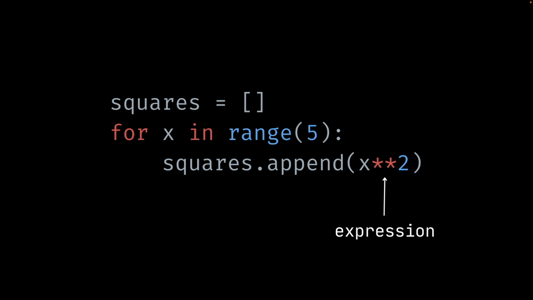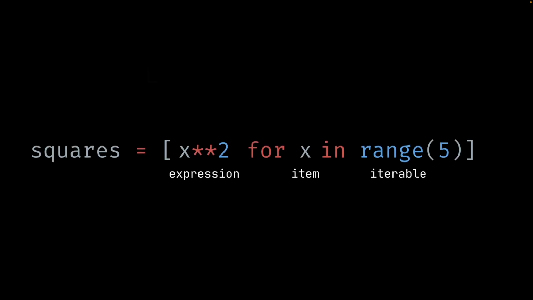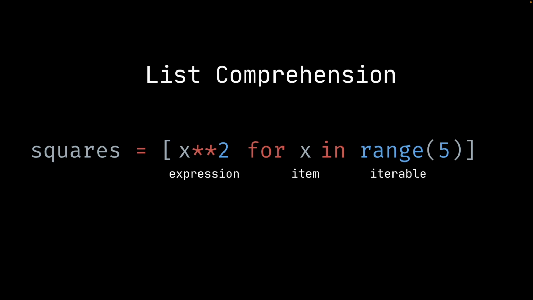First, we need to identify the expression that we want to apply for each item in an iterable. We then add the result of the expression to the array. We can do this in one line by enclosing the expression, item, and iterable in square brackets. The syntax is called list comprehension.